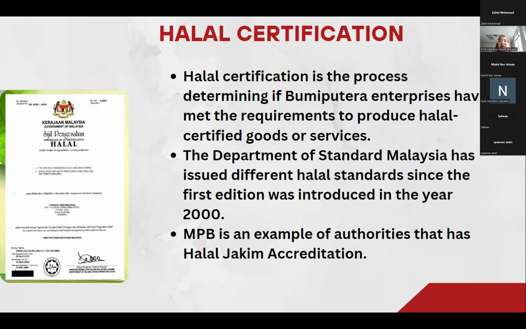Next is halal certification, the process of determining if Bumiputra enterprises have met the requirements to produce halal certified goods and services. The Department of Standards Malaysia has issued different halal standards since the first edition was introduced in the year 2000, and the only halal certification that is accepted in Malaysia is the JAKIM certification. For example, Malaysian Paper Board is an example of authorities that have halal JAKIM accreditation.